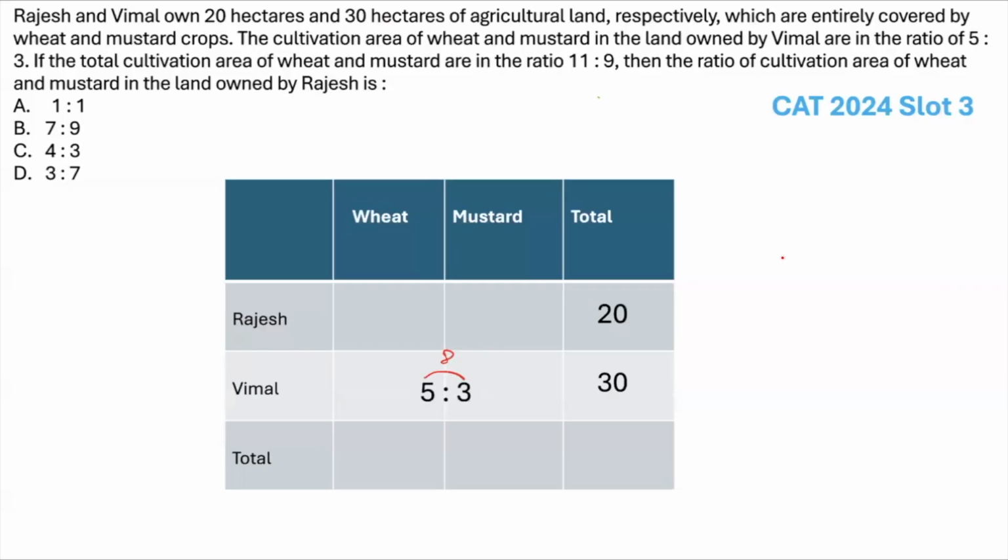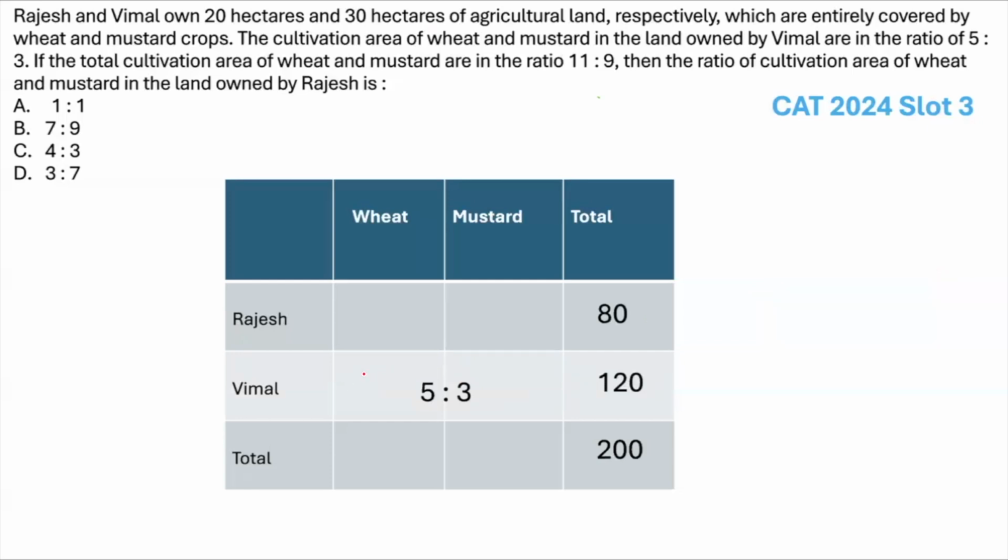So as you've seen in the last method, when I find out 5 by 8 of 30, this gives me a decimal, right? Same way, if I find 3 by 8 of 30, it ends up with a decimal, right? So if I have to avoid decimals, I have to ensure that this total 30 was a multiple of 8 actually. So 30 being a multiple of 2, I need a multiple of 8 basically. So I multiplied this with 4. So total land cultivation by Vimal would become 120. Similarly, I will multiply the land owned by Rajesh also by 4. It will become 80. And now the total land will be 80 plus 120, 200.